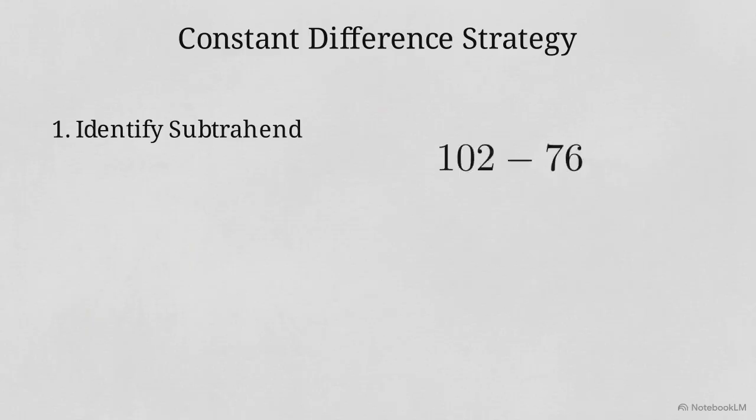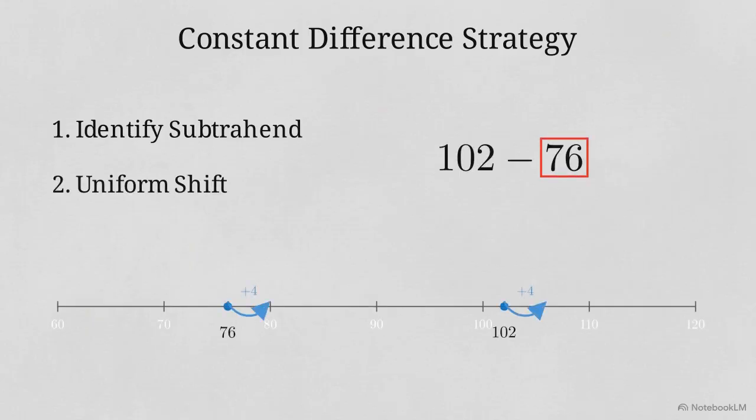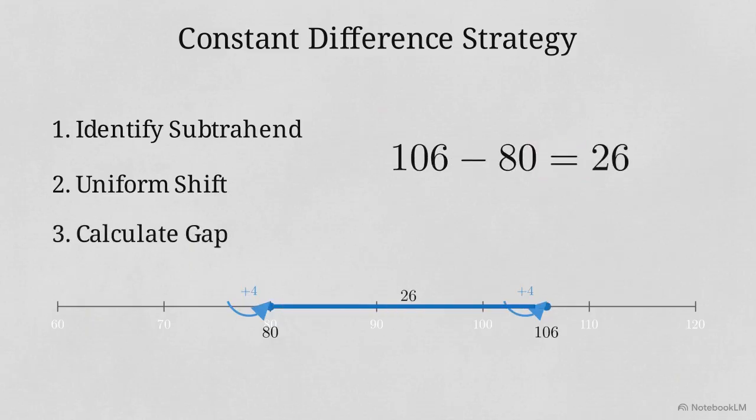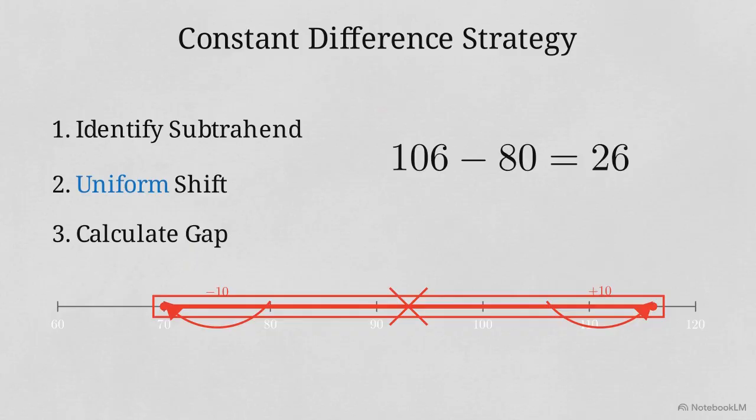Here is the 3-step process. Step 1. Target the second number. Step 2. Shift both numbers in the exact same direction. Step 3. Solve the simplified distance. Step 2 ensures the gap stays the same. Moving numbers differently changes the original problem.